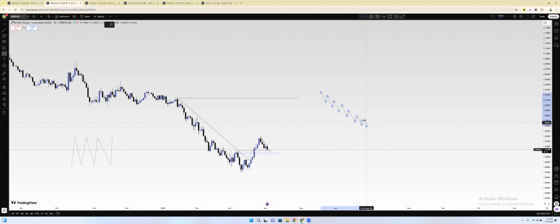But the moment that your last lower low takes out your last lower high, you call that a market structure shift. You call that a market structure shift.